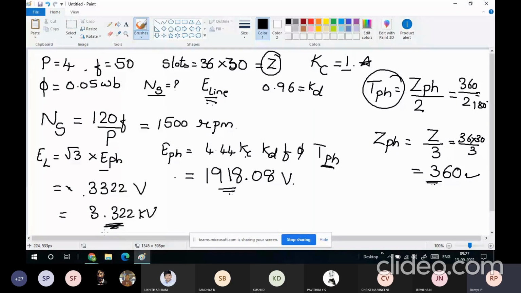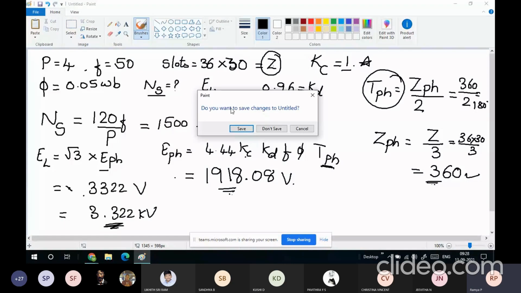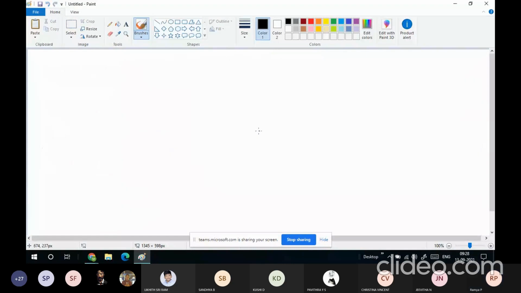So this is how you are going to see. No need to worry. You just remember the formulas, and if you know the concept, when I should consider what, that is sufficient for solving any kind of problem. Okay. Take down the next problem.